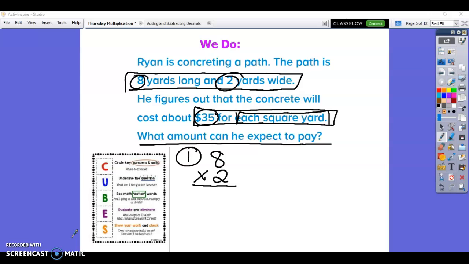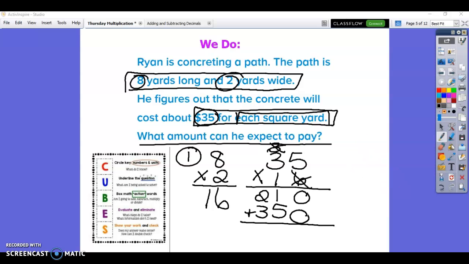Okay, so I analyzed this and I looked to see, okay, the path is 8 yards by 2 yards. So the first step that we're going to do is find out what is the whole area of the sidewalk, which is 8 times 2, which you should get 16. Then the next step is it says that the cost for each square yard is $35. So now we have to multiply 35 times 16. So again, I want you to pause the video here and see if you can get that solved.